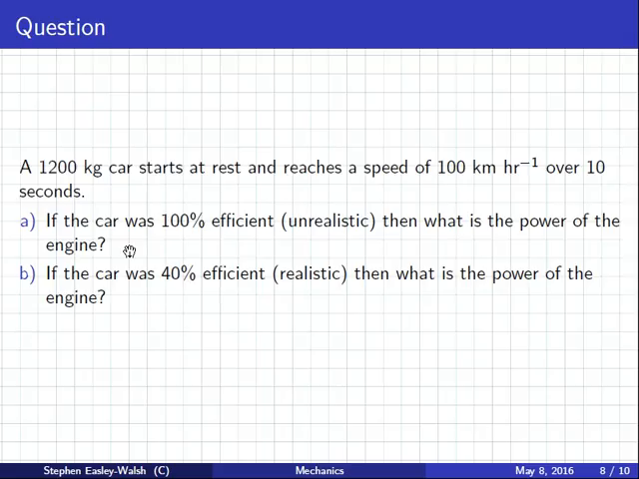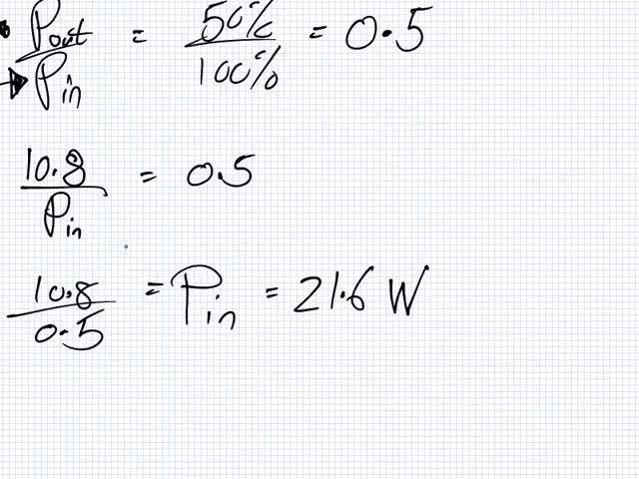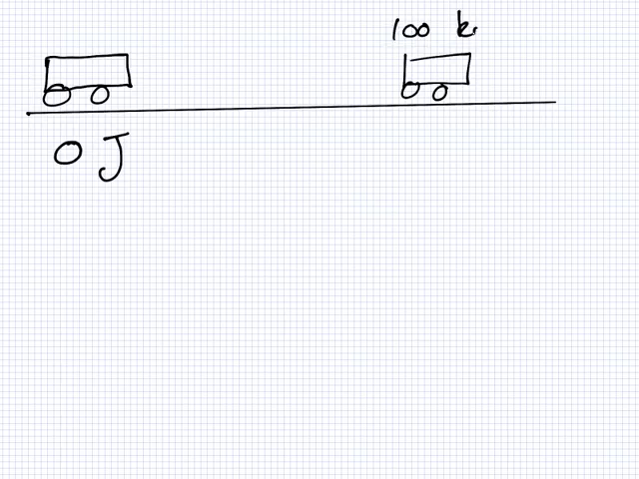I think I have it. Okay, let's have a look. Right, so here's the car, and at the beginning it's at rest, so the energy it has is 0. At the end, what's the speed? 100 kilometers per hour, isn't it? Now we need to change that into meters per second. What did you get for that? 27.78 meters per second.